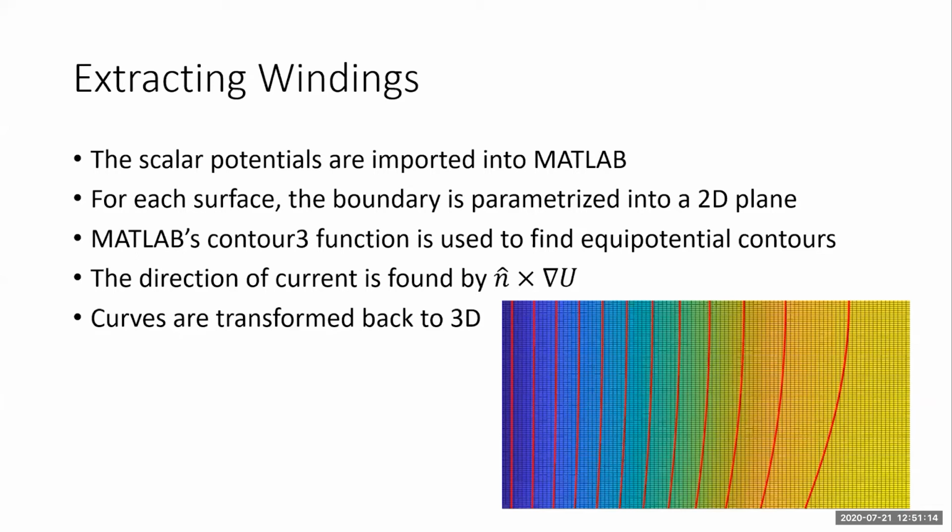And so for each surface, I parametrize it, and so it becomes a 2D. And then I do a surface interpolant in MATLAB. And then using the contour3 function in MATLAB, we can solve these equipotential contours to get the windings. And to get the direction of the current, you can use the cross product between the normal vector and the gradient. And then you can transform those back into 3D.